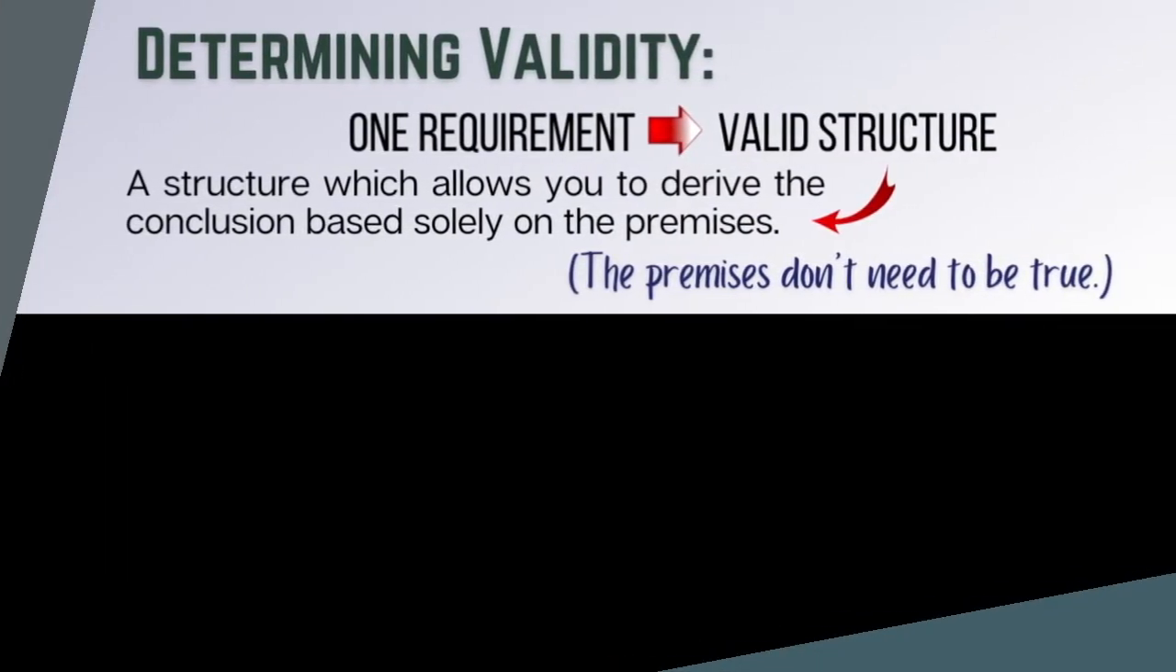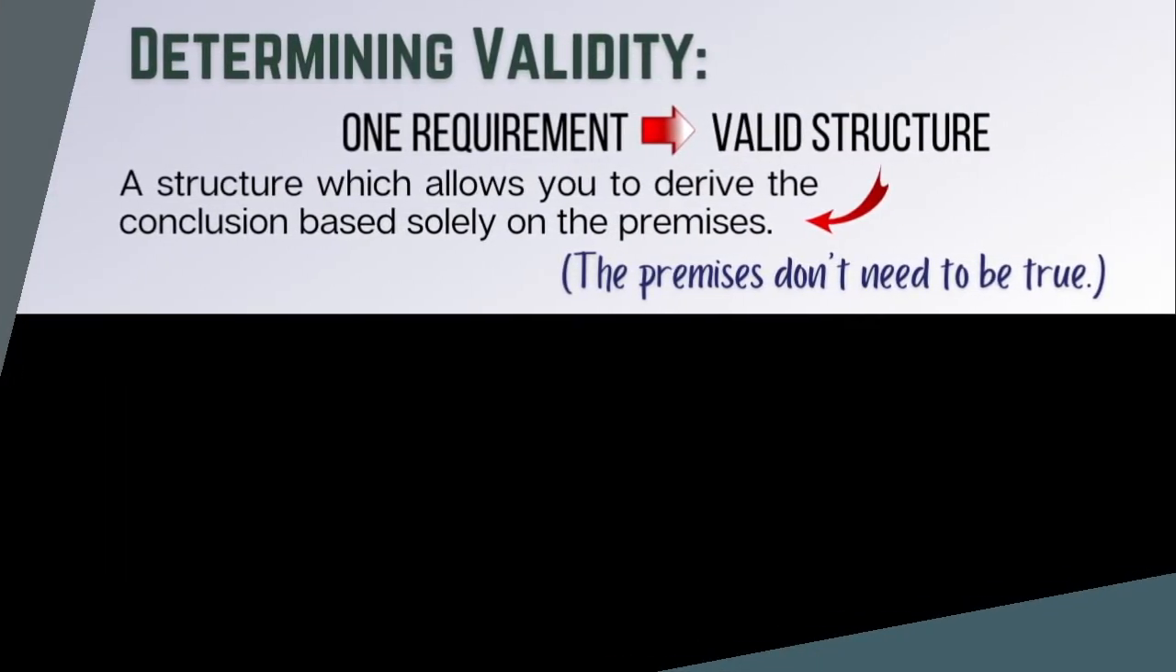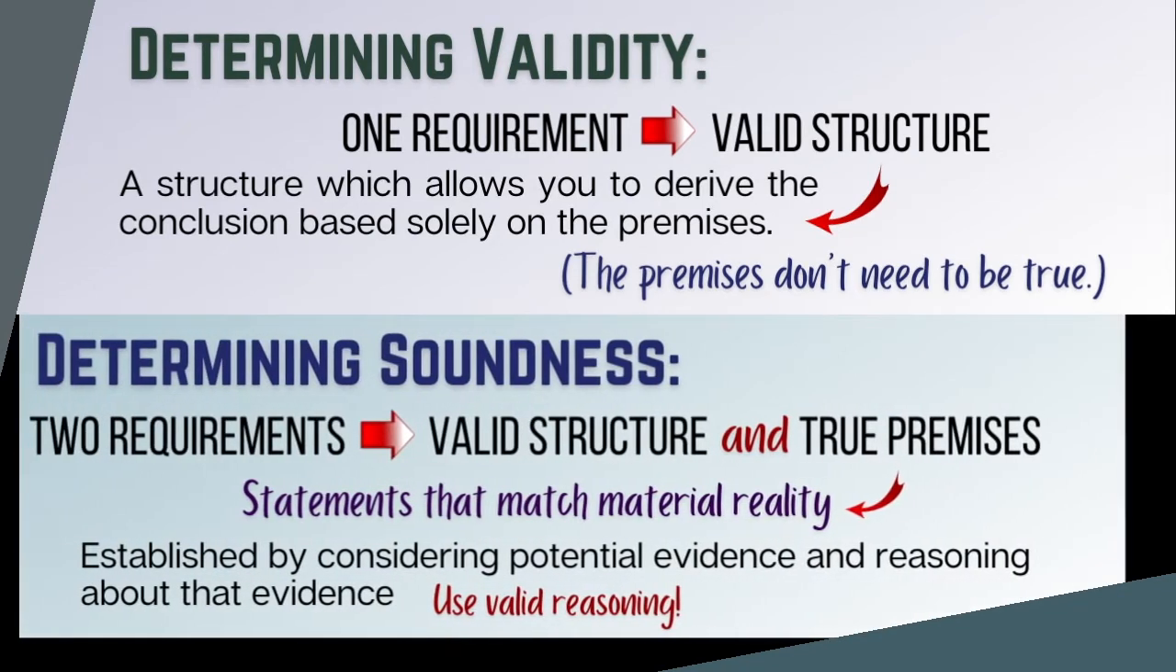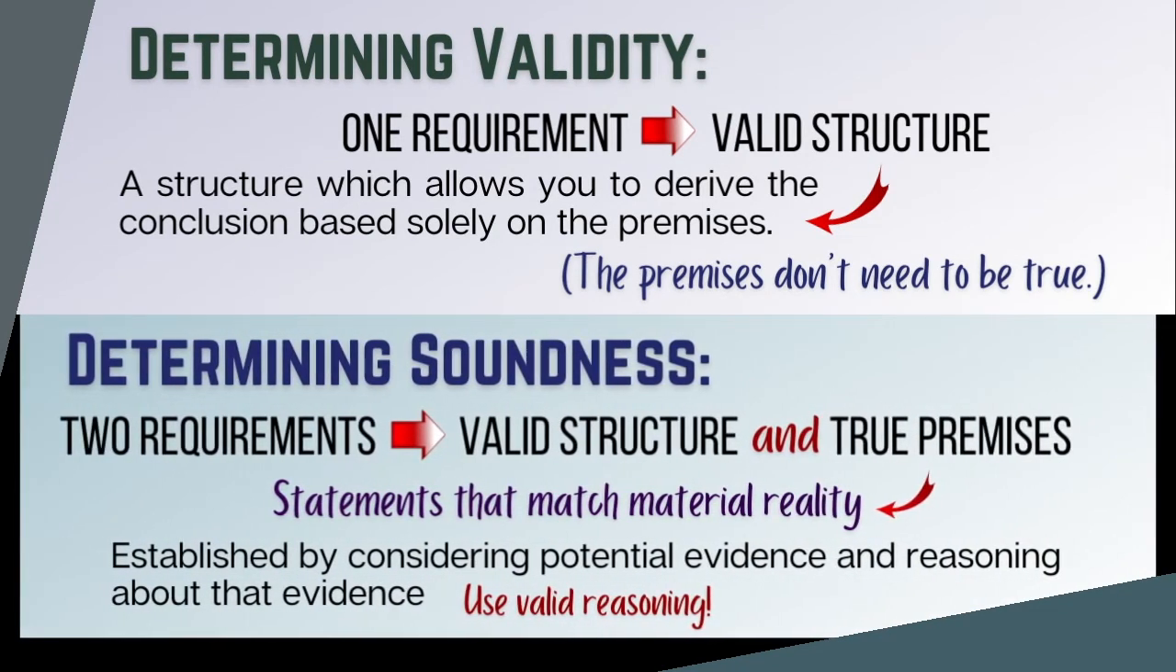To know whether an argument is valid, one simply has to determine whether the structure of the argument allows you to derive the conclusion based solely on the premises. And to know whether it's sound, one has to additionally consider whether the premises are true by seeing whether they match material reality. This is done by considering potential evidence and reasoning about that evidence, ideally with valid reasoning.